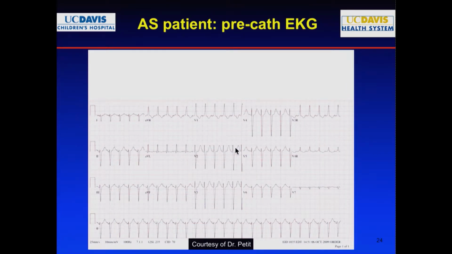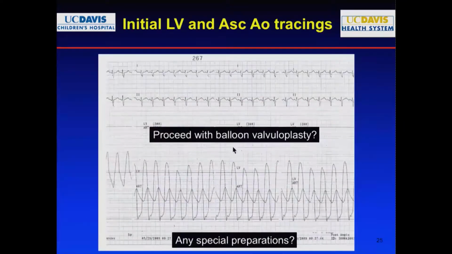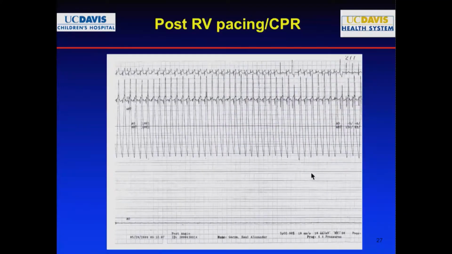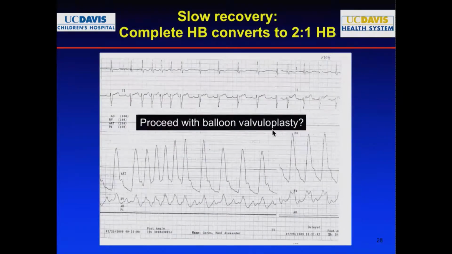All right, don't talk yet. I see somebody already knowing the answer, but I'll just go through this. So he proceeded, and this is what happened during passage of the catheter into the heart. What do you see? Heart block, right? Complete heart block. So what do you do with that? Well, certainly he put a catheter in the right ventricle, paced the patient, and then started CPR, and he slowly recovered. Now you went from complete heart block to 2-to-1 heart block.